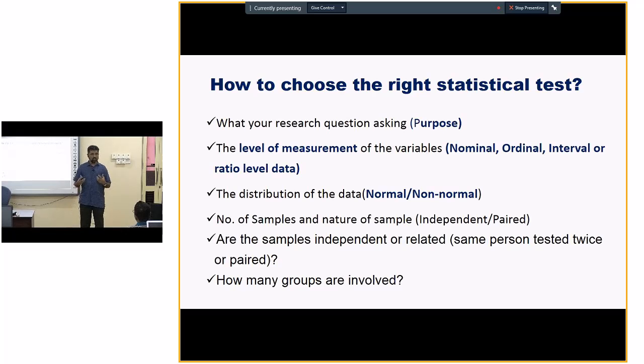Then our task is to test the income differences between male and female. These two are separate persons, so they are independent. That is an independent sample t-test.